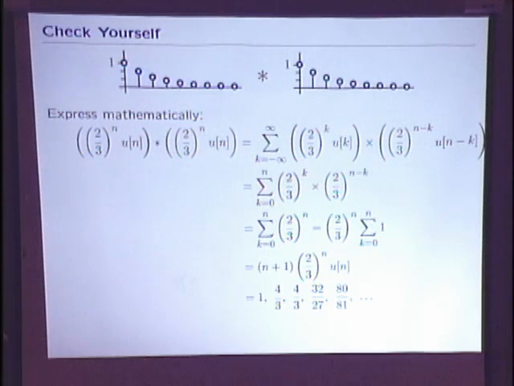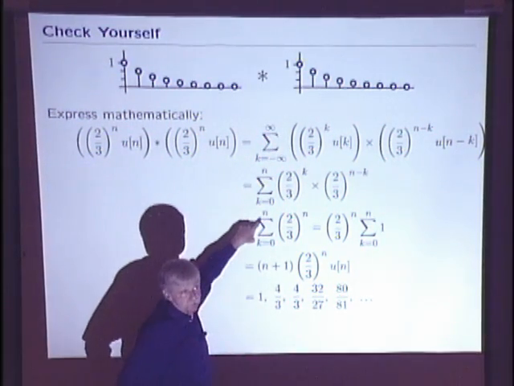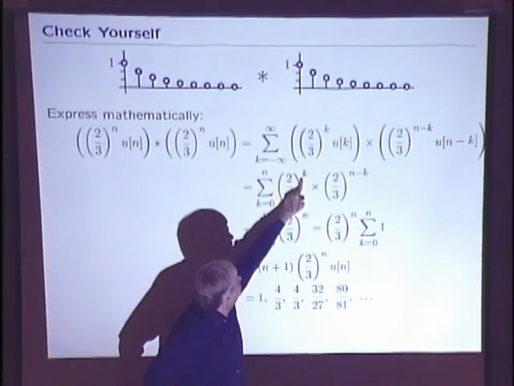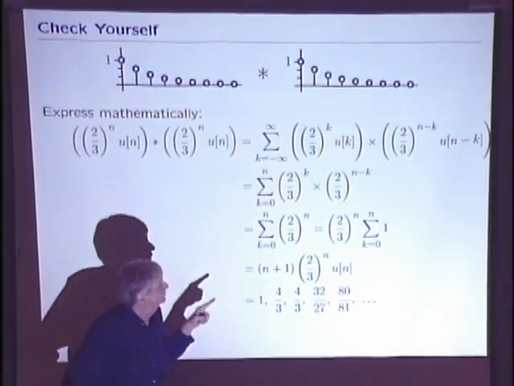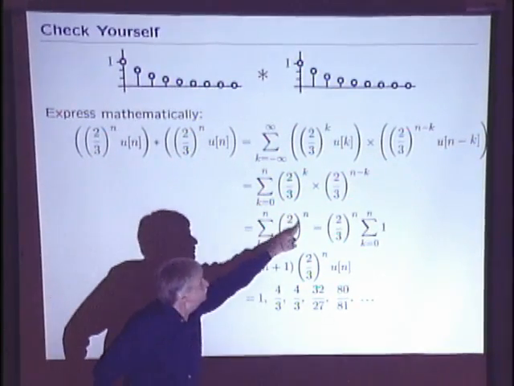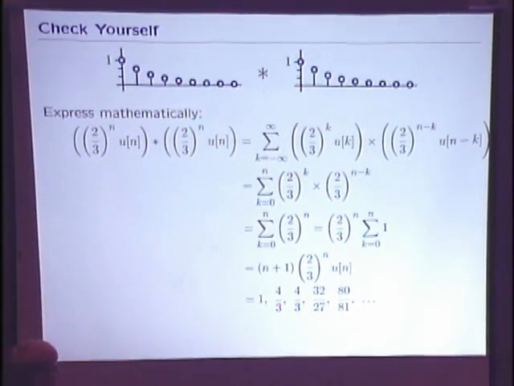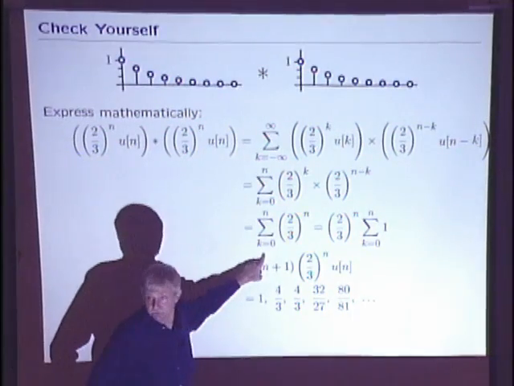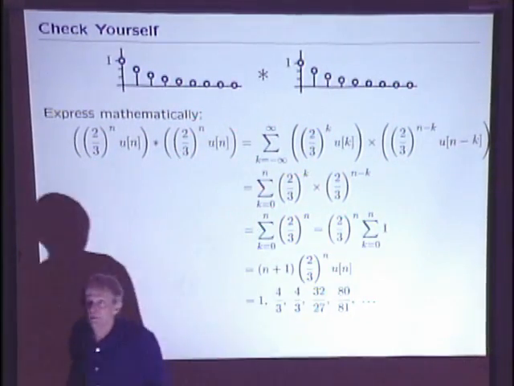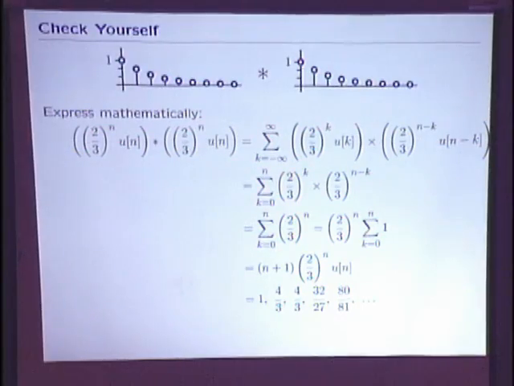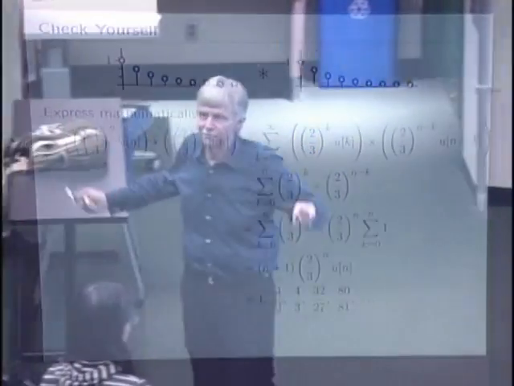This u kills everything for which n minus k is less than 0. That means k less than or equal to n. So I end up with this. This product is particularly easy because it's 2/3 to the k and 3/2 to the minus k, so the answer is to the n. And now I'm summing over k, but there are no k's, so that's summing over 1. And so my answer is just n plus 1 times 2/3 to the n, which is the same thing as by thinking about it intuitively. Okay? So the point is that the operation is friendly.